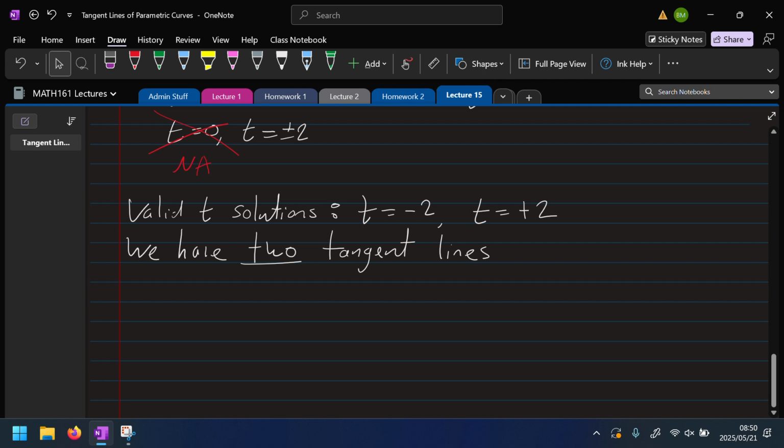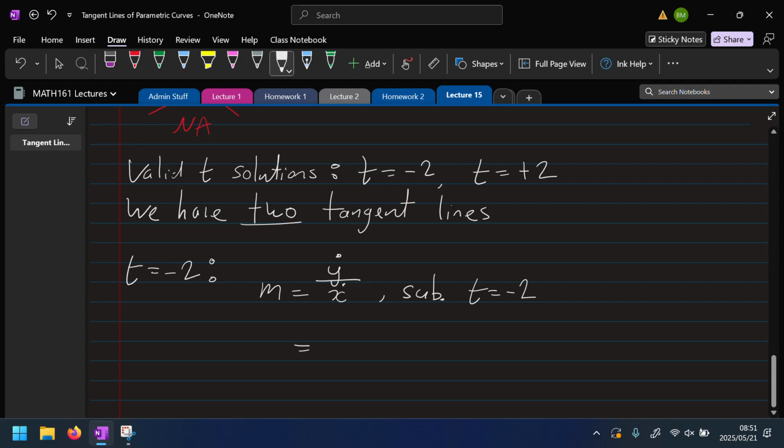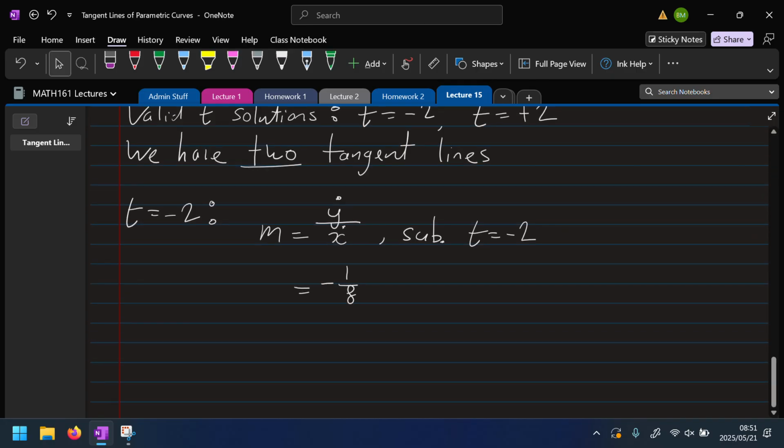Okay, so let's look at the t equals minus 2 case. What we want to do is find the gradient and then find the equation of the line. So let's do the gradient first. So m, that will be y dot over x dot, and we're going to substitute t equals minus 2. You can check that. You just substitute t equals minus 2, and we get minus 1 over 8. Okay, so that's the gradient.